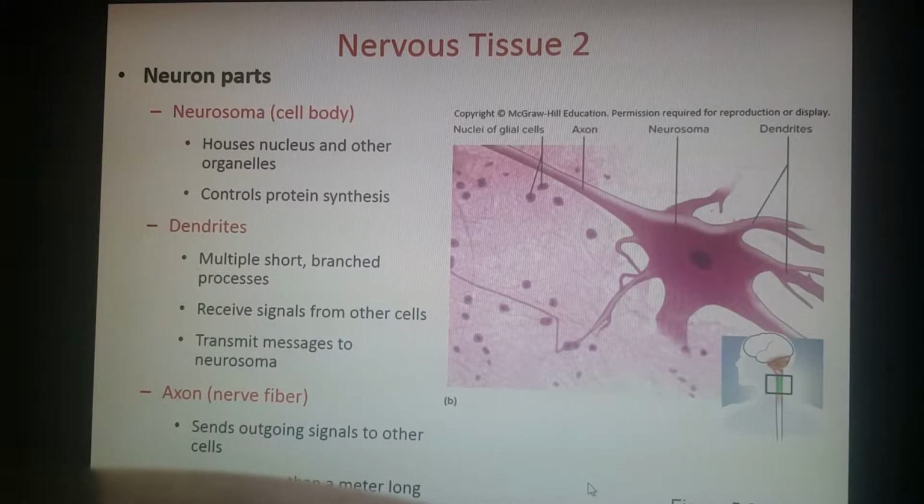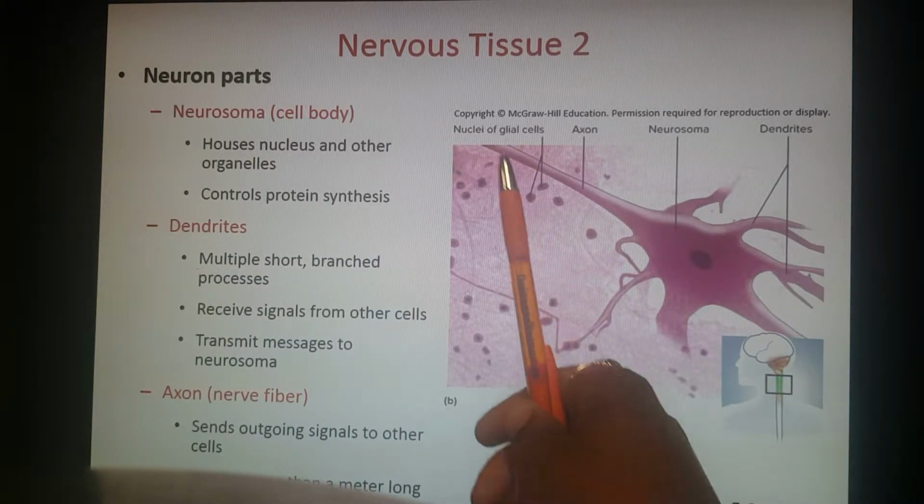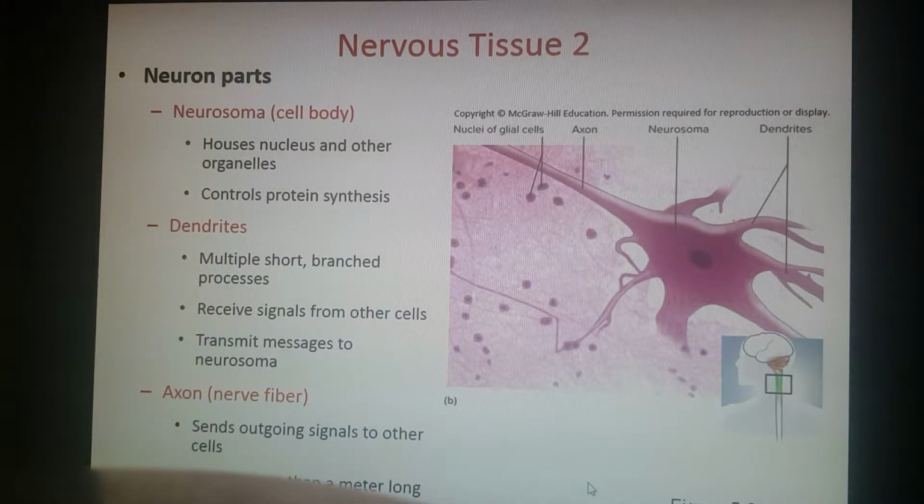So one thing that's special about your axons is they can be short, but a lot of times they are very long, sometimes more than 1 meter long, because they're traveling long distances to send a signal to the next cell.